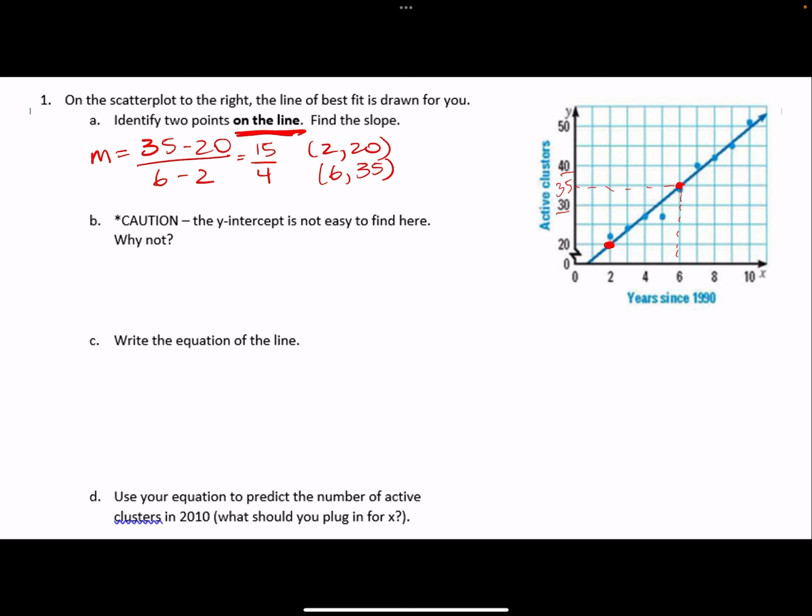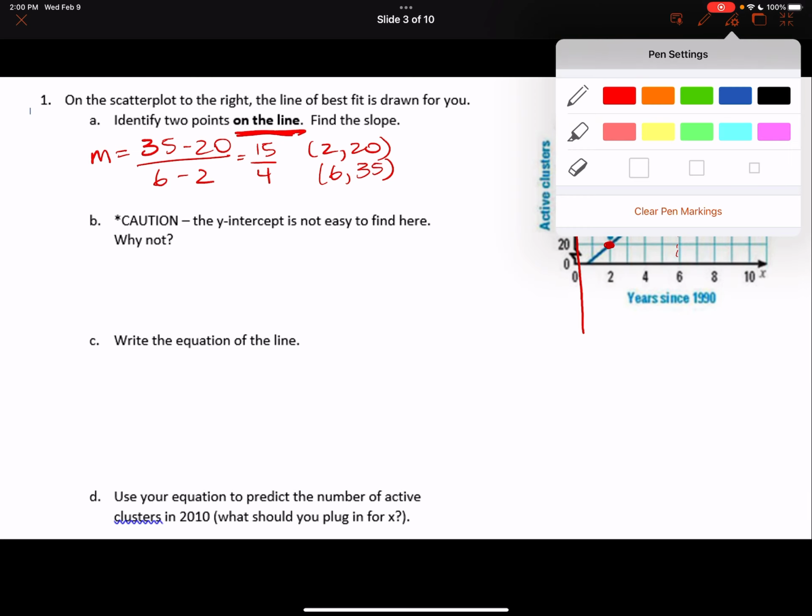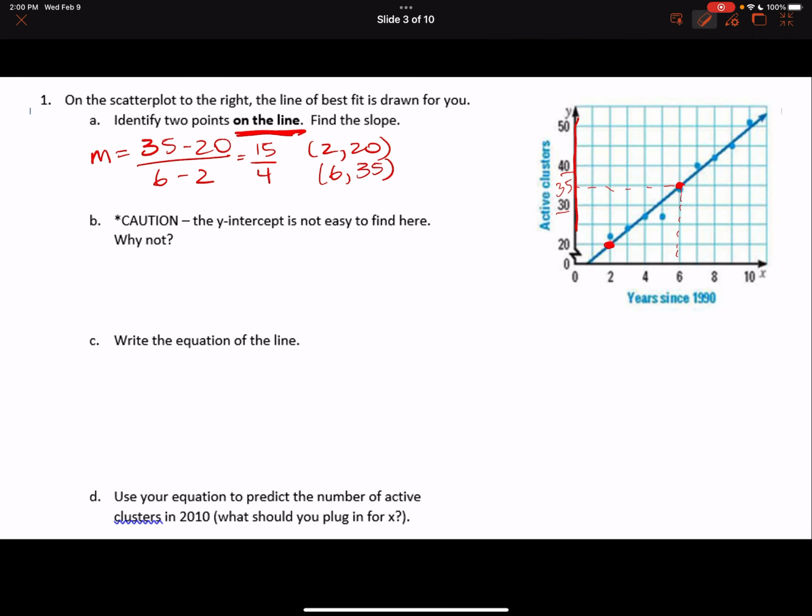In part B, it says, caution, the y-intercept is not easy to find here. Why not? So the y-intercept is where the line crosses the y-axis, right? Here's the y-axis. Do I really see where the line is crossing this y-axis? I don't see that at all. And the other thing, more importantly, is that there's what's called a break. This thing right here is called a break. And so you can see the axis typically goes up by 5s, 20, 25, 30, right? But here we go from 0 to 20.